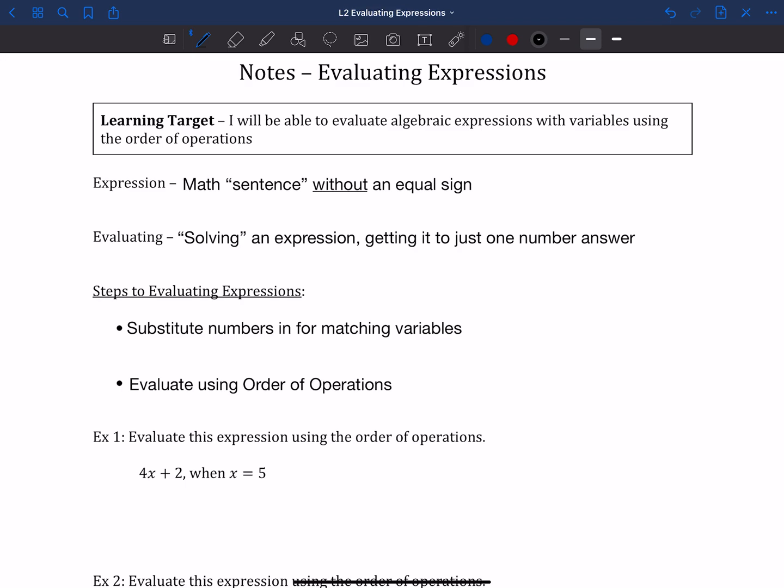An expression is a math sentence without an equal sign. If it had an equal sign, it'd be an equation. And then evaluating is kind of solving it, getting it to just one number answer. We used order of operations last time to do that.